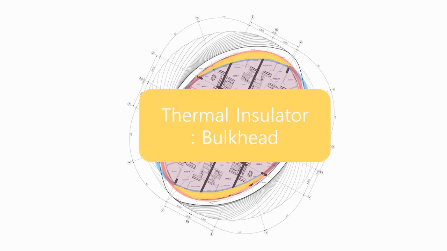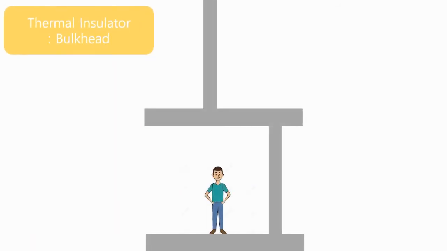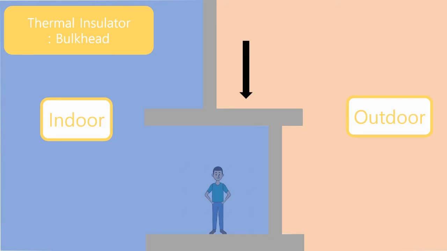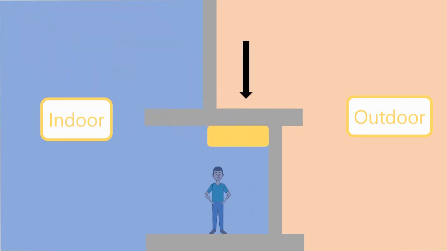The non-overlapping space is directly connected to the outside and inside, and a thermal insulator is required to prevent heat transfer, that is, the bulkhead. When the lower floor is protruded more than the upper floor, the outside air flows vertically into the inside. We need an insulator to prevent heat from entering the interior.